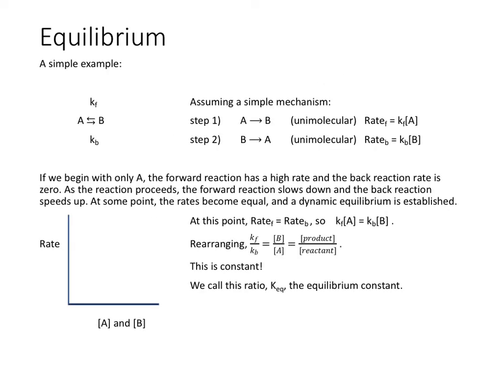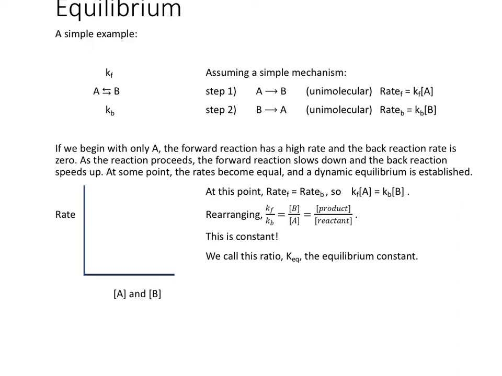Here's a simple example. Again, here is A, quote unquote, in equilibrium with B. So A is in equilibrium with B. We have a 2-step mechanism. A goes to B. That's the forward rate, which is the forward rate constant, K sub F, times the concentration of A. And the backwards step is B going to A. So that's rate B is equal to K sub B times the concentration of the species B.